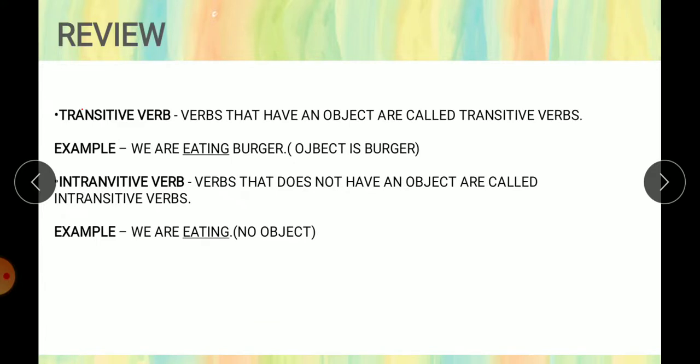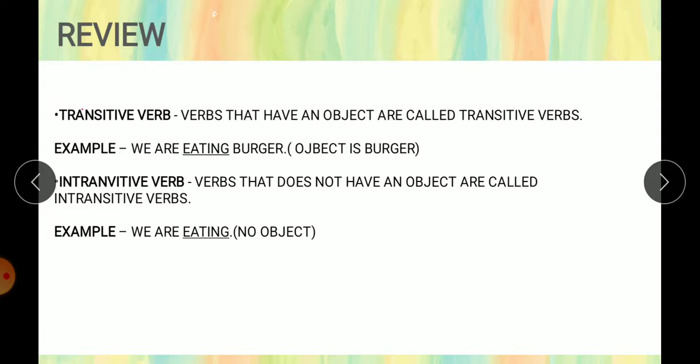So, quick review. In transitive verbs, what will happen? Verbs that have an object are called transitive verbs. जो भी transitive verb होंगे उन verbs के बाद एक object होगा. Like, we are eating burger. We are eating what? Burger. Burger is an object.